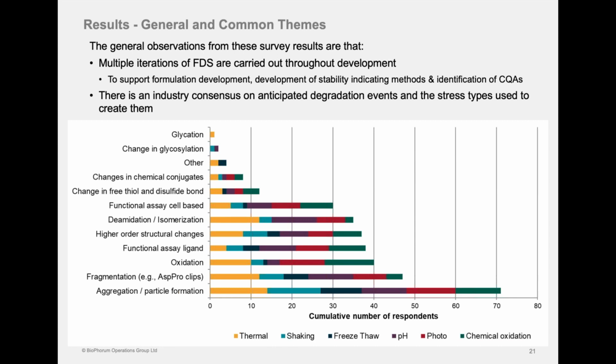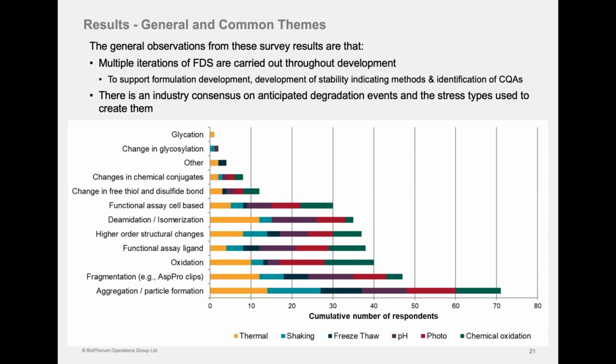I'm now going to discuss some of the general and common themes that arose from the results of our survey. One of the things that we learned quite clearly was that multiple iterations of forced degradation studies are performed during the course of drug development. This means that forced degradation studies are not done once and done, but they're repeated several times with the study designs being adapted to the information needed at that time of development. These needs might include a number of things such as formulation development, development of stability indicating analytical methods, and identification of critical quality attributes.